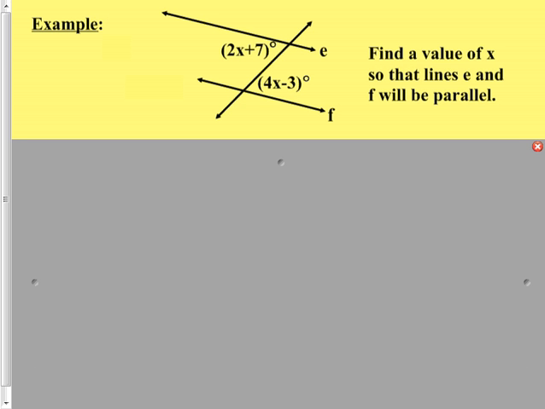And lastly, copy this example down. We have line E and line F intersected by a transversal. We are instructed to find a value of x so that lines E and F will be parallel. So once again, we'll ask ourselves what type of angles these are. Based upon the type of angles that they are, what should their math be doing? Are they supposed to be equal? Are they supposed to be supplementary? So we can write ourselves an equation and we can solve for the missing variable.